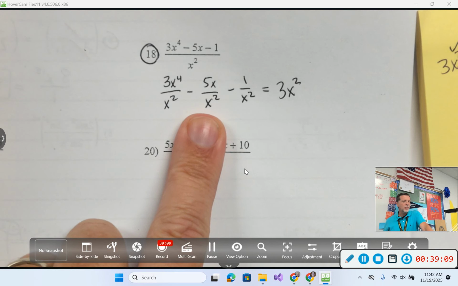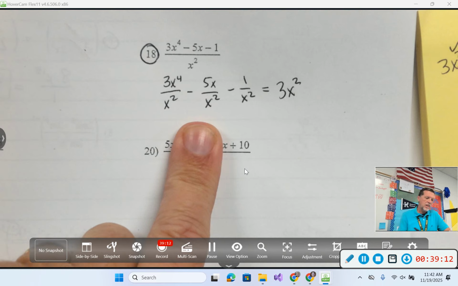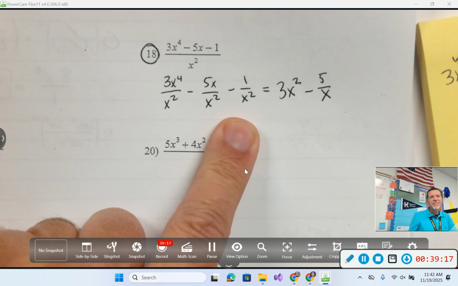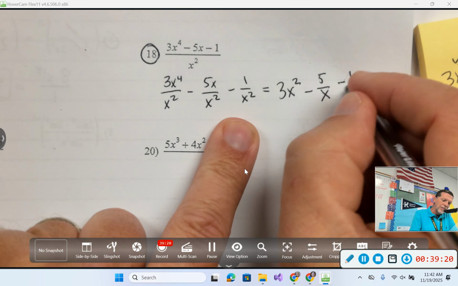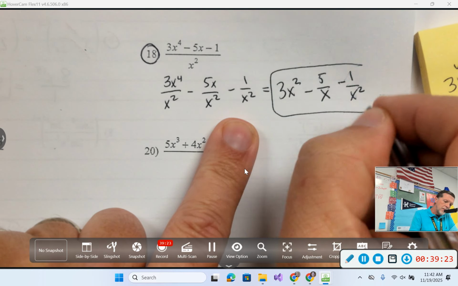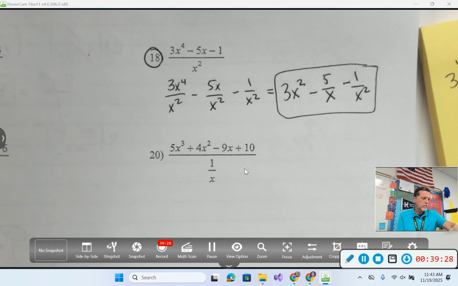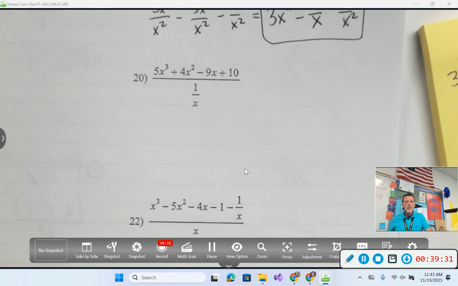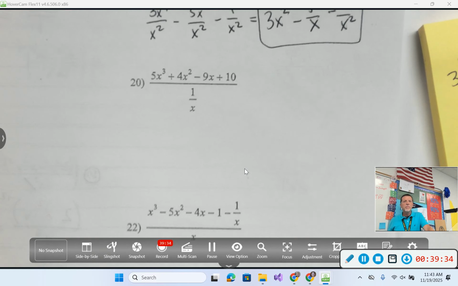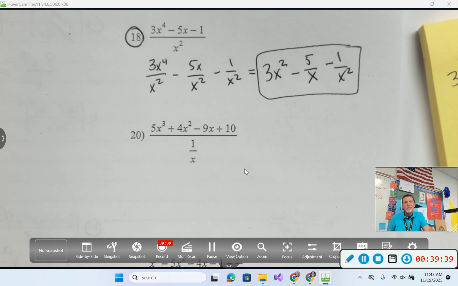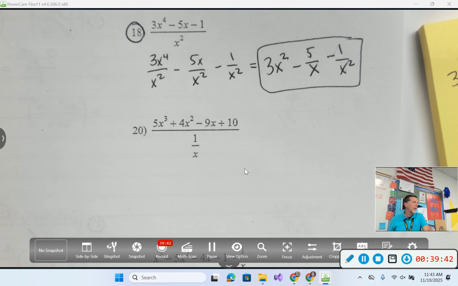What about the second term? What's that going to become? 5 over x. And what about the last term? You can't do anything with that. 1 over x squared. So that was not hard, but easy to mess up. Dude, I thought of it. Which I guess makes it hard. I don't know. Looking at number 20, what don't you like about number 20?